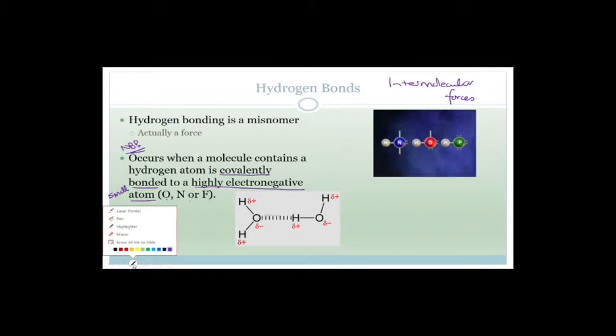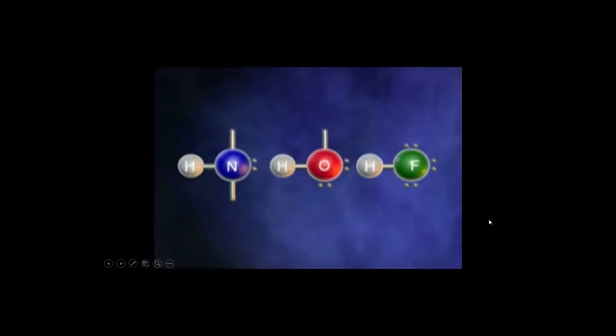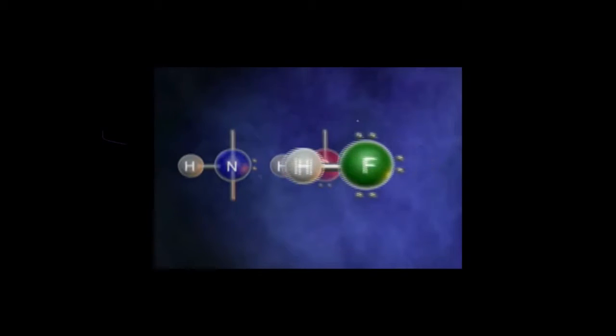Oh wait, let me just get rid of the writing. Okay, let's try again. So again, we're looking at hydrogen and nitrogen, hydrogen and oxygen, and hydrogen and fluorine. Obviously, this could be anything. There could be a whole big molecule, yeah, or there could be whatever, okay? So now we're talking about hydrogen fluorine specifically.